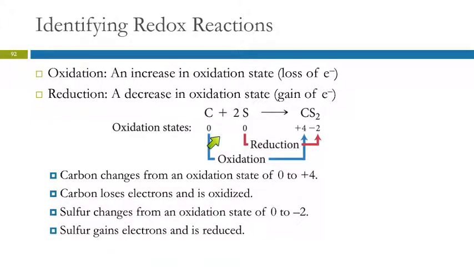So carbon went from 0 to +4. That's an increase in oxidation state. Carbon is being oxidized. The sulfur went from 0 to -2. That's a reduction in the oxidation state. That's a reduction. So we identify that there is redox occurring here. Any questions?